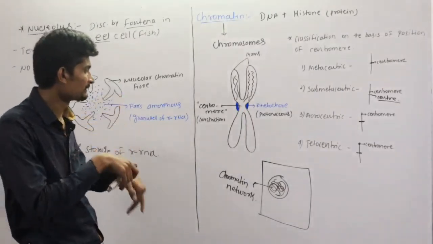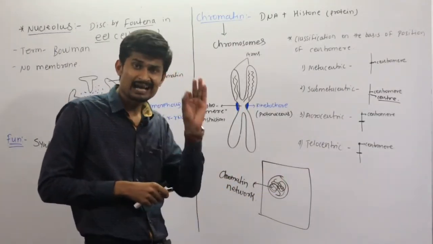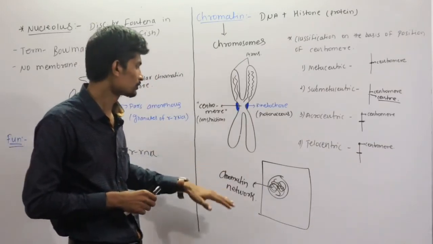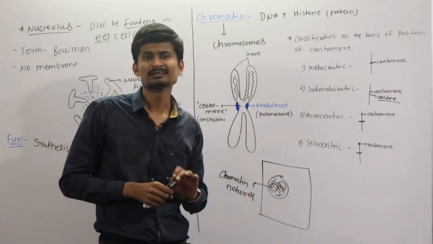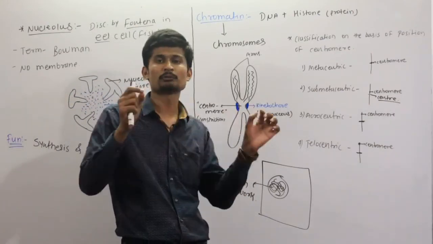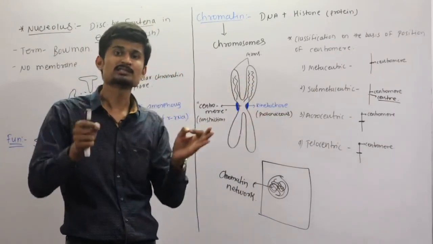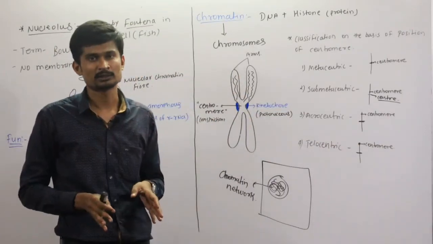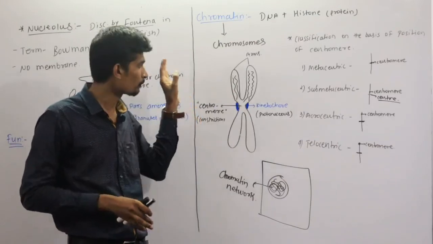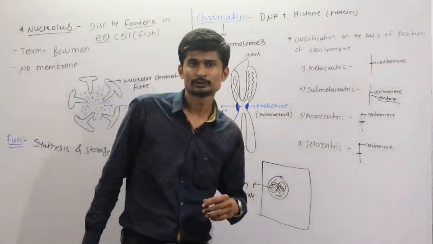These chromosomes are present inside the nucleus, and chromosomes are only visible during cell division. Otherwise they are present in the form of a network, in the form of threads, which is called the chromatin network. So this is the last topic, that is chromatin, the chromatin network.